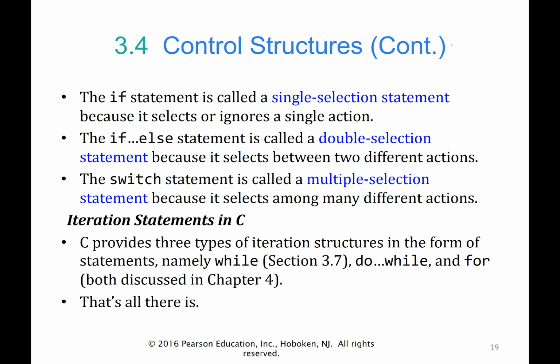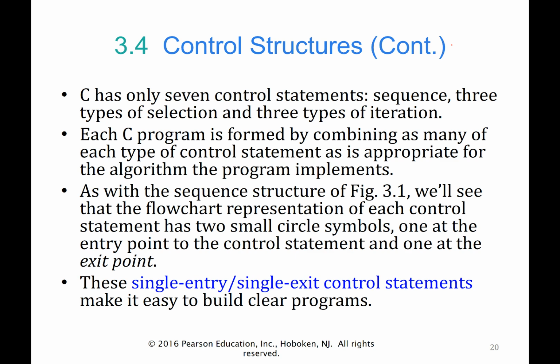So we'll look at the switch statement. And then finally we'll look at iterations. We could almost stop this course on C after this chapter. This chapter covers 90% of the C structures that we're going to look at. We'll continue on because we'll get into functions and things like that. But in programming, this is probably the most important chapter. So C only has 3 control statements: sequence, 3 types of selection, and 3 types of iteration. Iteration is where we repeat.